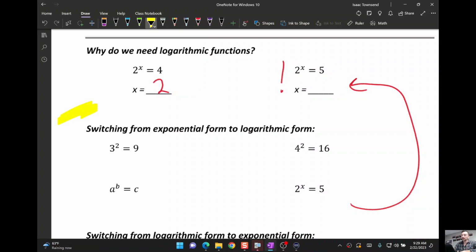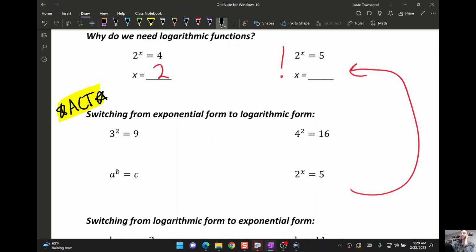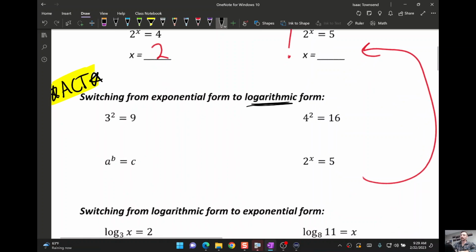Okay, so to show you how to deal with that, and then also this is definitely something you saw in Algebra 2, but this is also big on the ACT. You need to know how to go from exponential form, which is these 4, to logarithmic form. Well, logarithmic form is going to have log in the answer. That's what makes it logarithmic form.